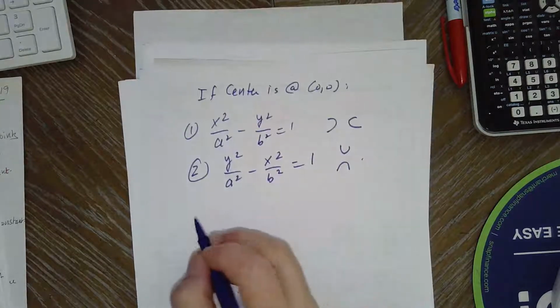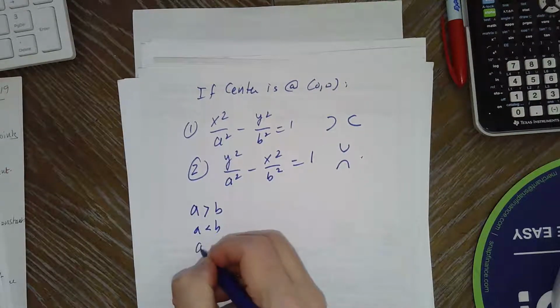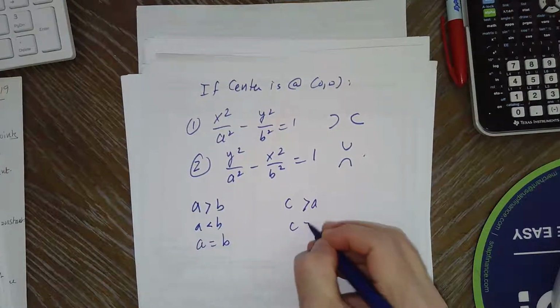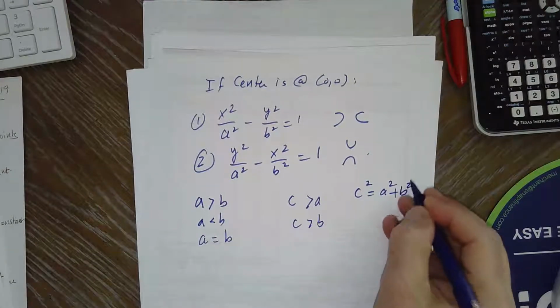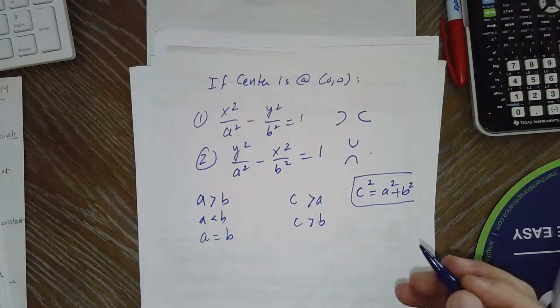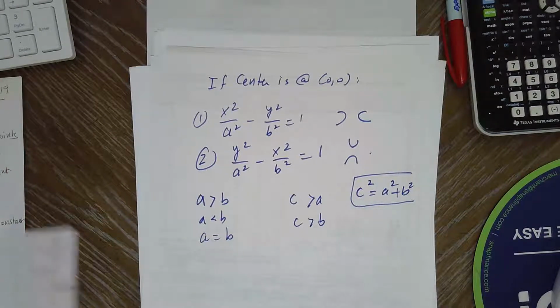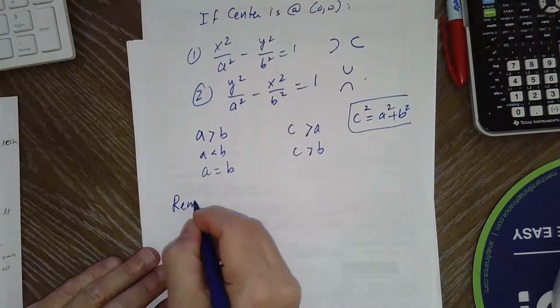In a hyperbola, a could be bigger than b, less than b, or equal to b. In a hyperbola, you will see that c is bigger than a and bigger than b. So c squared equals a squared plus b squared; we can prove that. In an ellipse, a squared was the bigger value. In a hyperbola, c is the bigger value. So let's write the important stuff here.